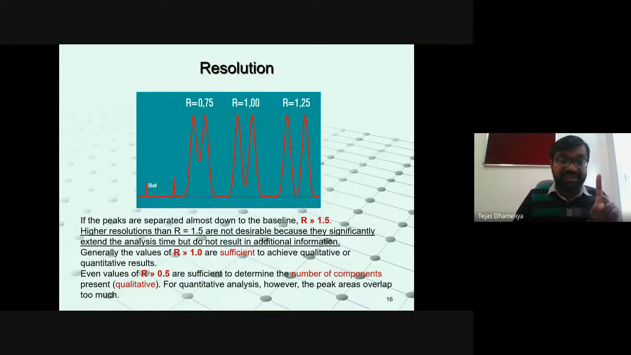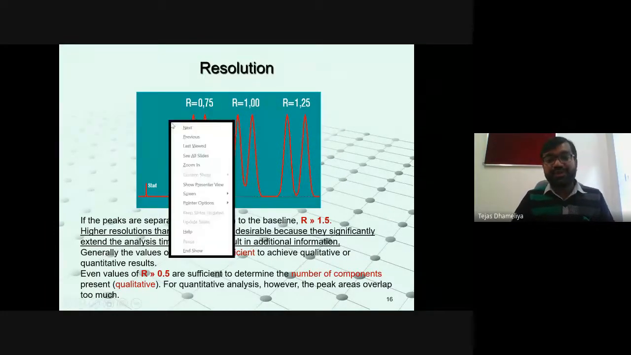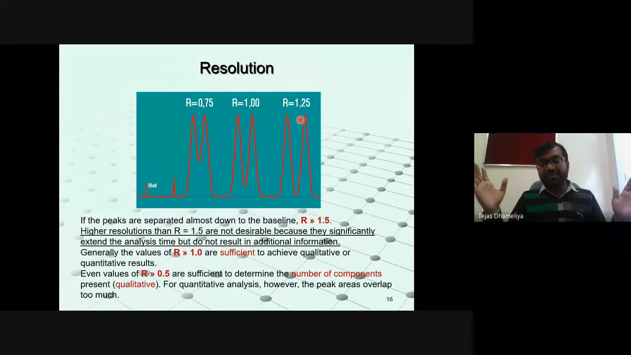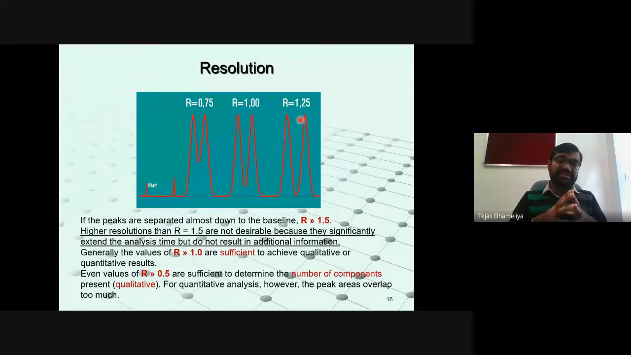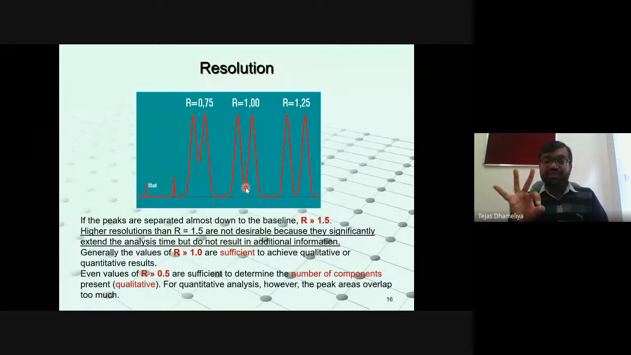Ideally, the resolution should be greater than 1.25. Ideally it should be 1.25, because you can see on this slide that when we have resolution 1.25, then the two peaks are completely separated from each other. So 100% or near about 100% separation is achieved when we have a resolution of 1.25. Fine. So here the resolution is, let us say, 0.75. You can see the two peaks are not completely separated. With resolution 1 there is a little lacking, so we can say both the peaks are not fully separated. But when the resolution is 1.25, you can observe that these two peaks are completely separated.